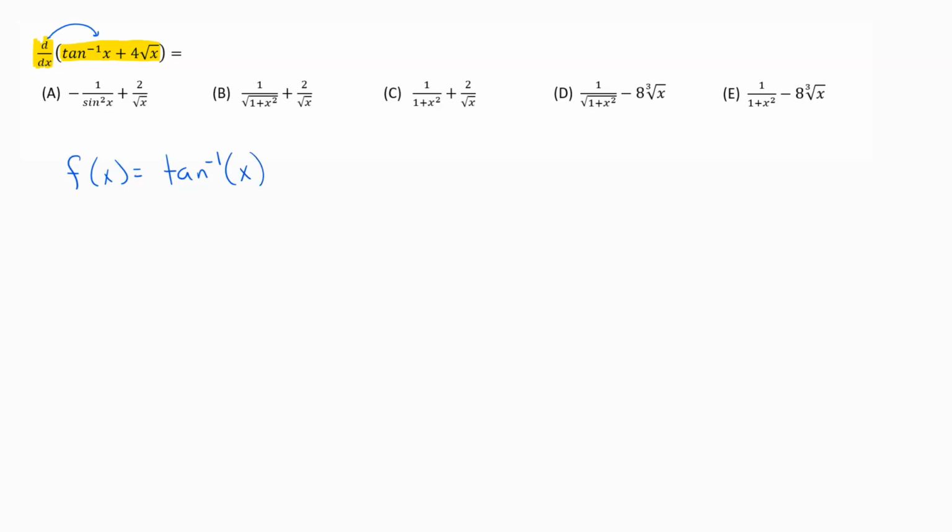And when I write things inside cosines or trig functions, I always put those in parentheses. It really helps me see where I might have a chain rule going on, if I need to identify that. And then I've got the 4 square root of x.